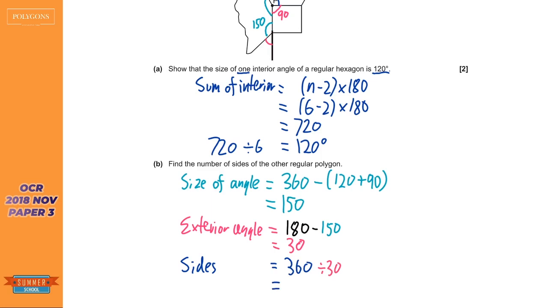Okay, so again, get my calculator out. You can probably do this in your head. 360 divided by 30 equals 12. So there are 12 sides. Now we can check that by using the other formula, sum of interior angles. On the calculator we could do 12 take away 2, which is 10, times 180, and then we can divide that by 12, and it says 150, so we know we've got it right.